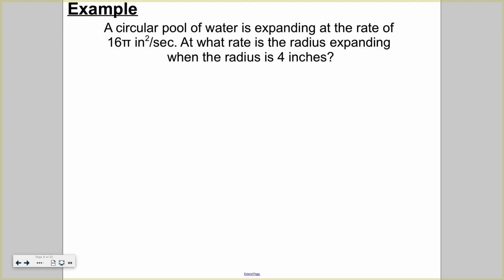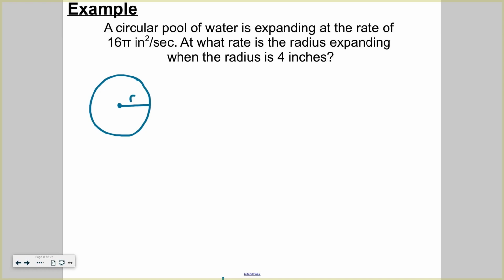Alright, so in this question we have a circular pool of water that is expanding at a rate of 16 pi inches squared per second, or squared inches per second. At what rate is the radius expanding when the radius is 4 inches? So we have another circle problem here. So we can draw our circle, and we know that the circle has a radius.